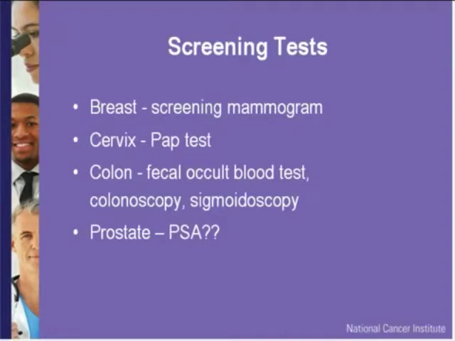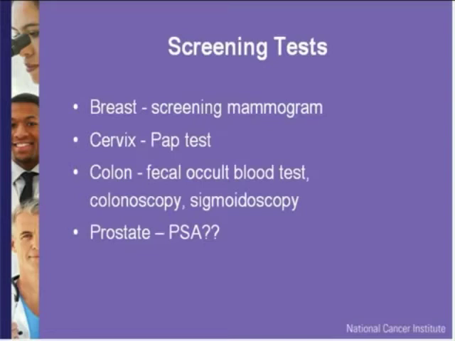So if we look at the types of screening tests, we know that there are several diseases that are amenable to screening, and the purpose of screening, as we said, is to decrease the mortality and the number of deaths related to cancer. So we know that the use of screening mammograms is effective in reducing deaths due to breast cancer as well. We have known for a number of years that Pap tests can reduce the deaths due to cervical cancer, and certainly colon cancer, by using a variety of different tests, can reduce deaths related to colon cancer.